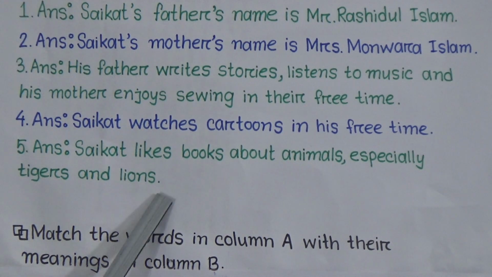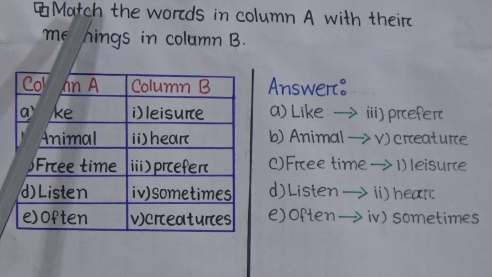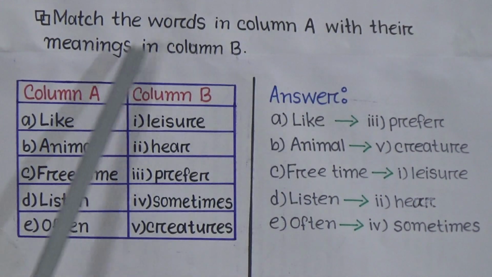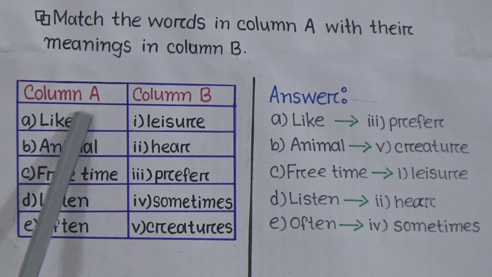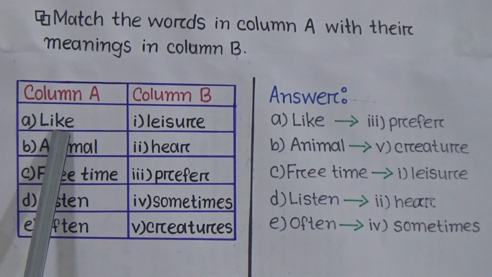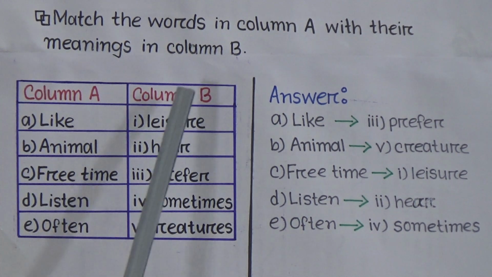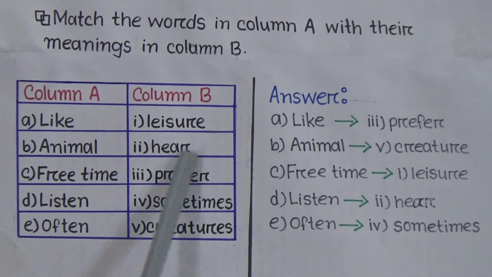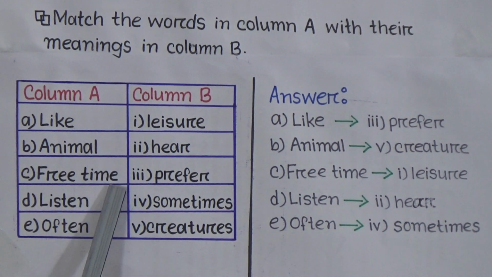Students, these are the answers to the given questions of your textbook. Now we are going to do some matching of columns. The question is, match the words in column A with their meanings in column B. You can see on two sides column A and column B. In column A we find some words: animal, free time, listen, often. On the other side, column B: leisure, hear, prefer, sometimes, creatures. So we have to match from both sides according to their meaning.